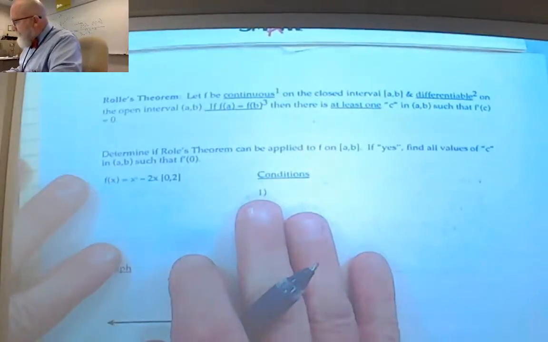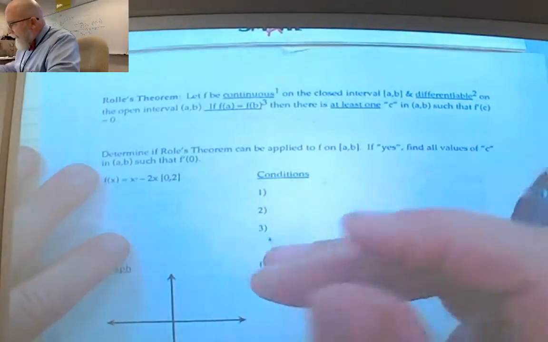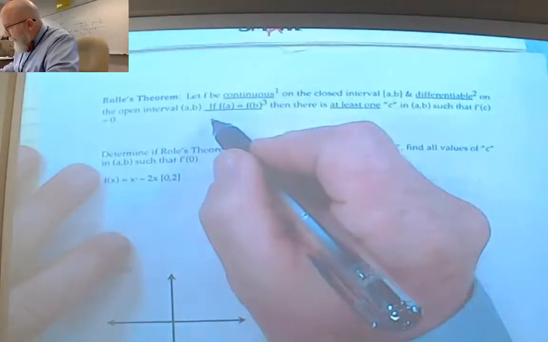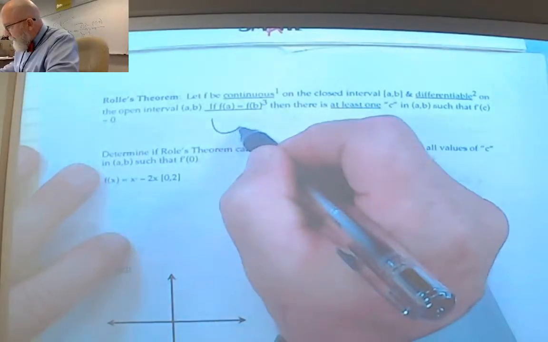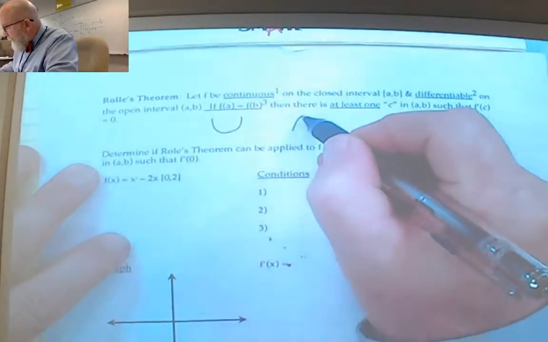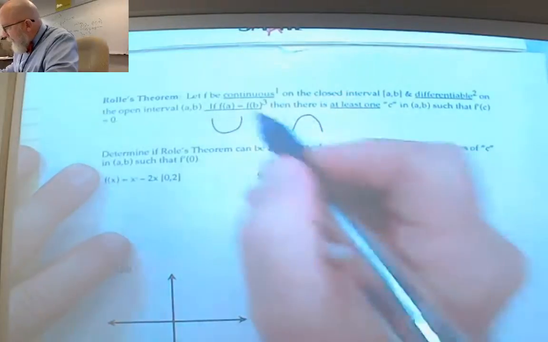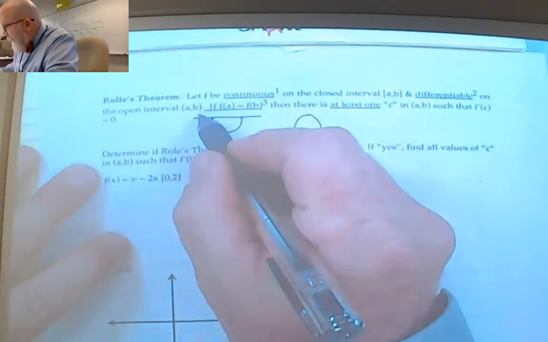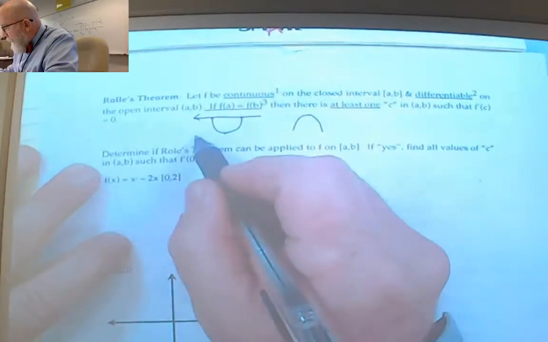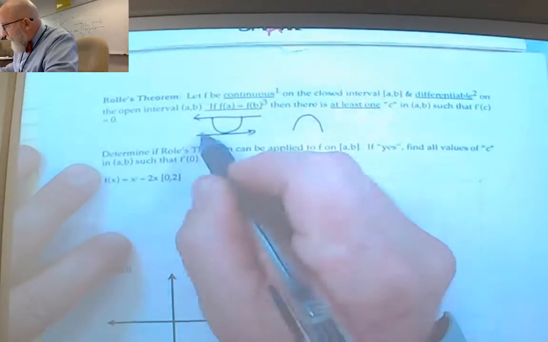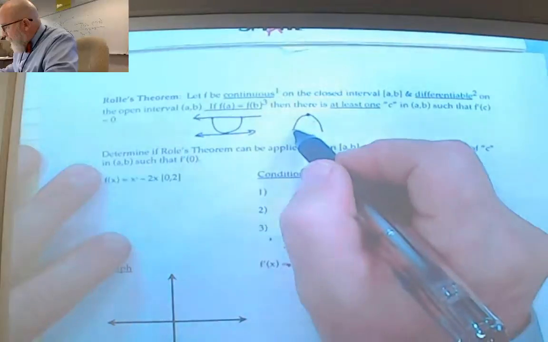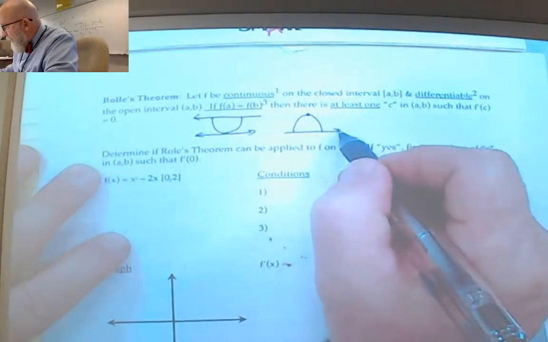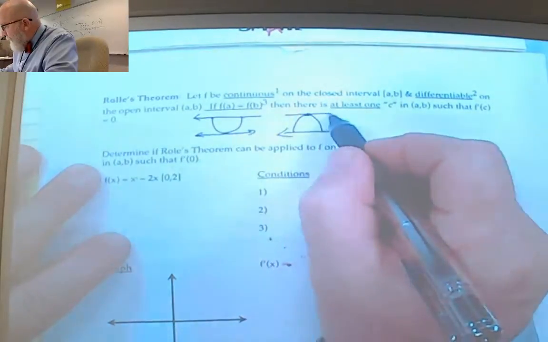Rolle's theorem is simply a special case of the mean value theorem. It looks like this, or looks like this. It's where these endpoints, the y values are the same. So the tangent line is also going to be horizontal, because when the y values are the same, you have horizontal lines.